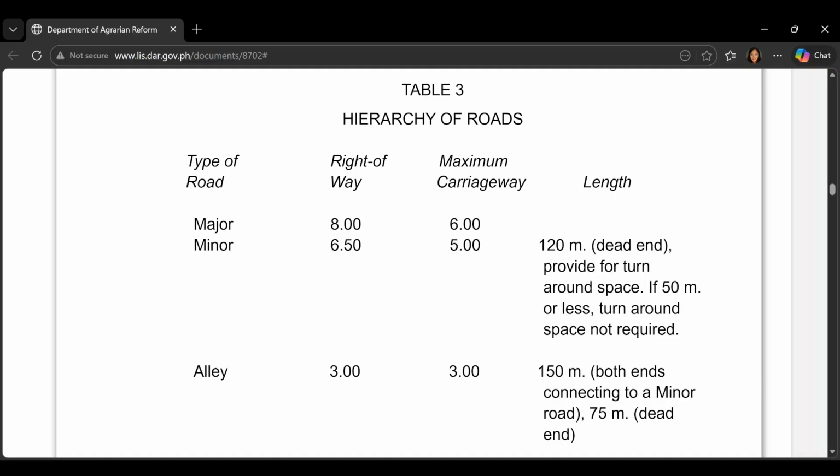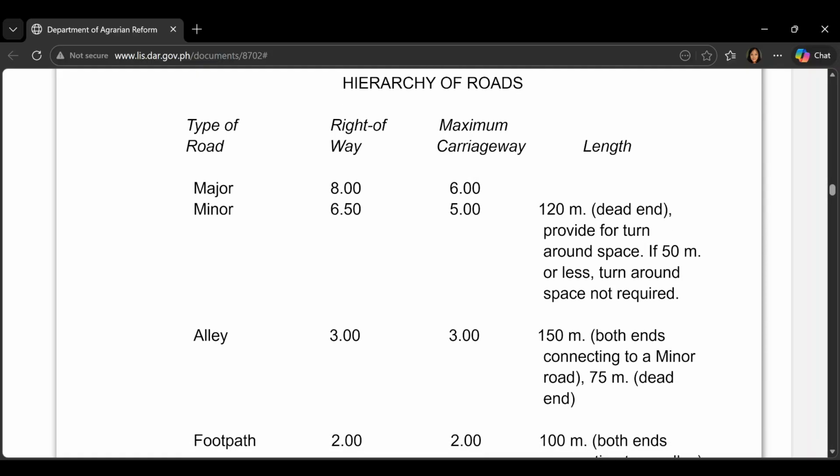So the type of road. For major road, the right-of-way should be 8 meters. Maximum carriageway is 6 meters. It doesn't have anything under length. For minor road, the right-of-way is 6.5 meters. The maximum carriageway is 5 meters. 120-meter dead end, provide for turnaround space. If 50 meters or less, turnaround space is not required.